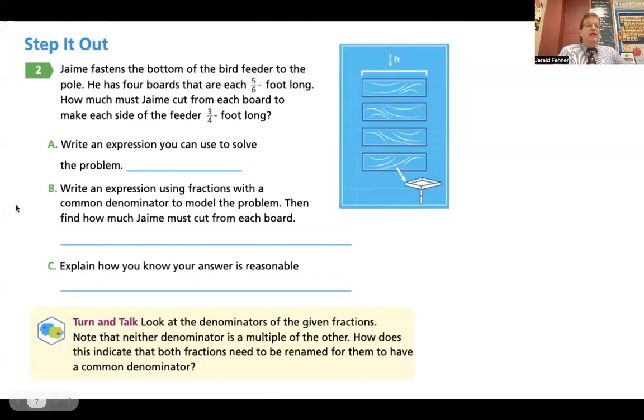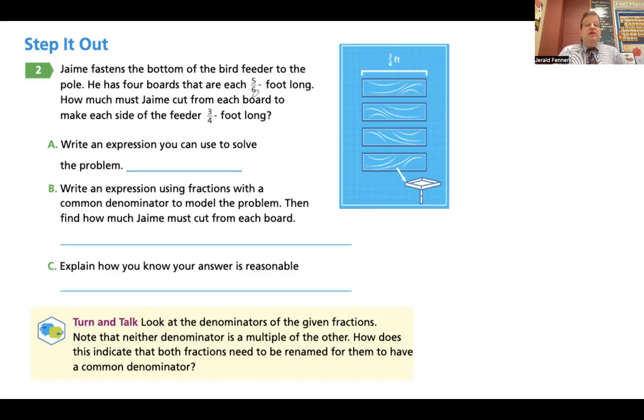And once again, we need to grab our highlighter. It says, Jamie fastens the bottom of the bird feeder to the pole. He has 4 boards that each are 5/6 foot long. How much more must Jamie cut from each board to make each side of the feeder 3/4 foot long? Okay, so first they want you to write the expression.